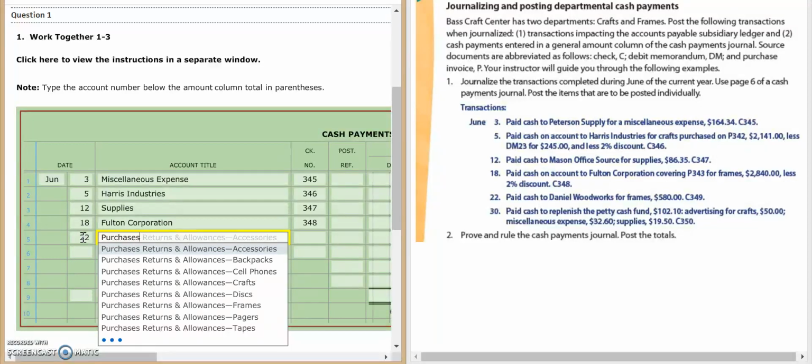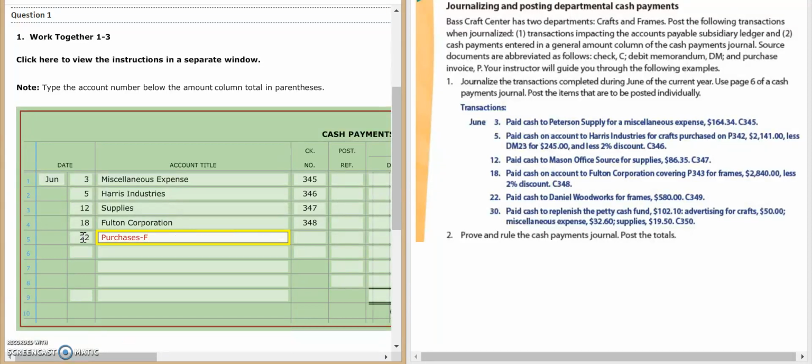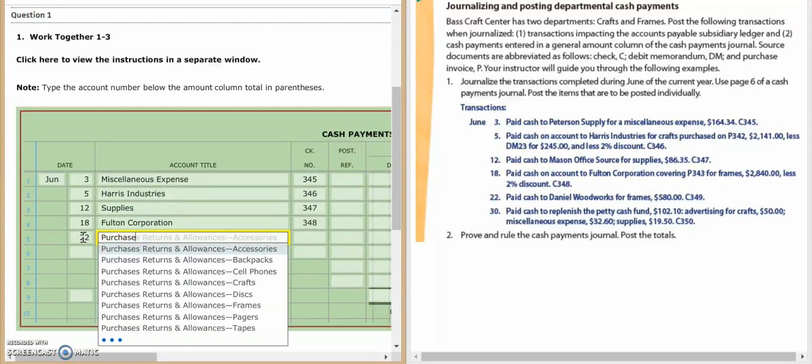Oh, what in the heck here? Did I spell it wrong? Purchases. No, purchases. Sometimes this thing... there it is. I don't know why it won't let me do that.